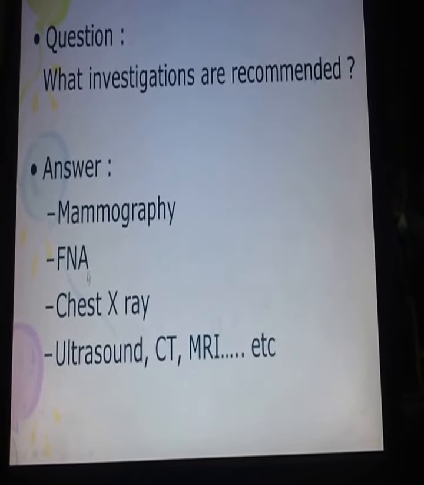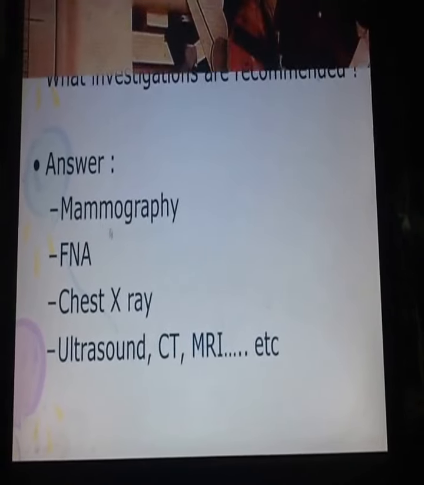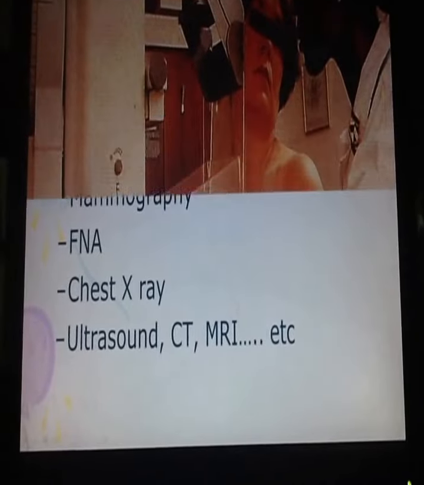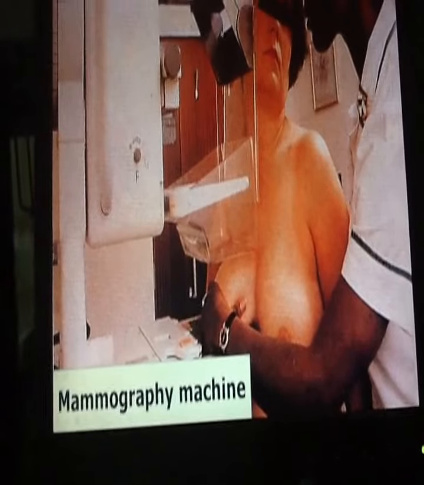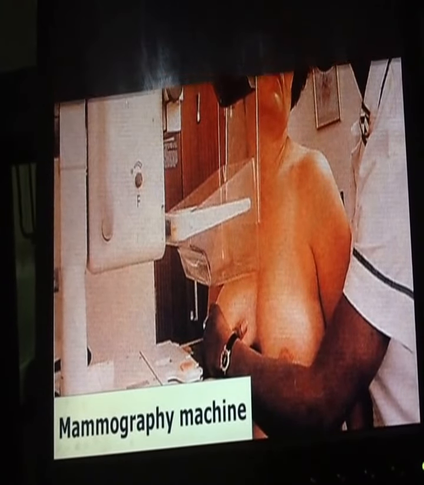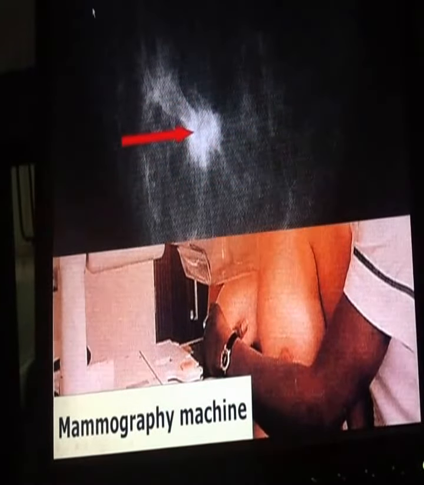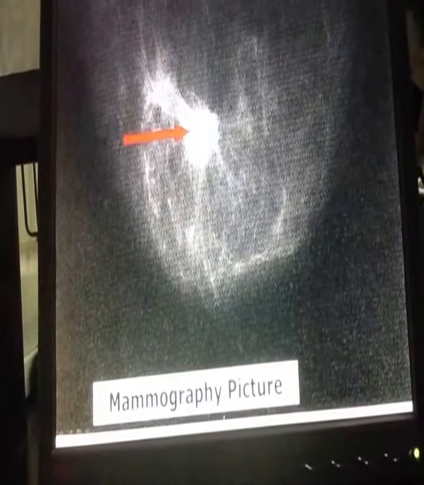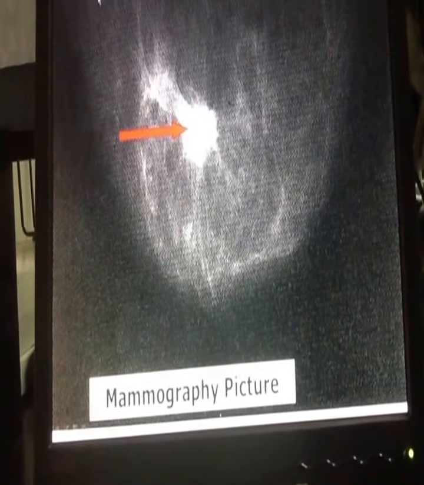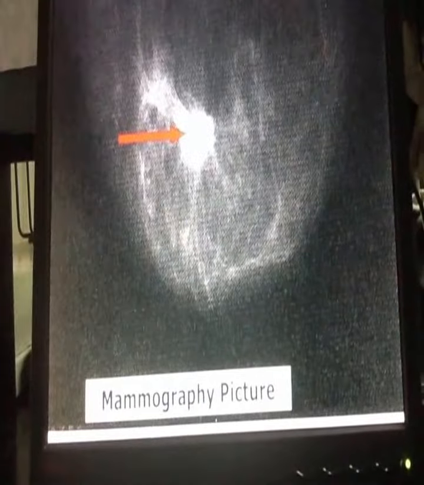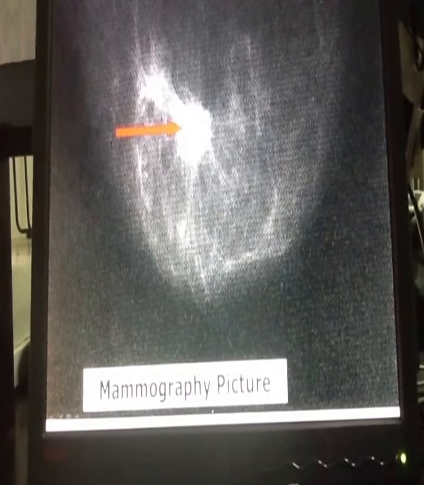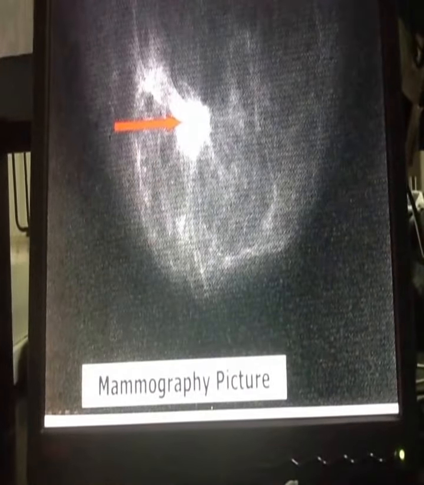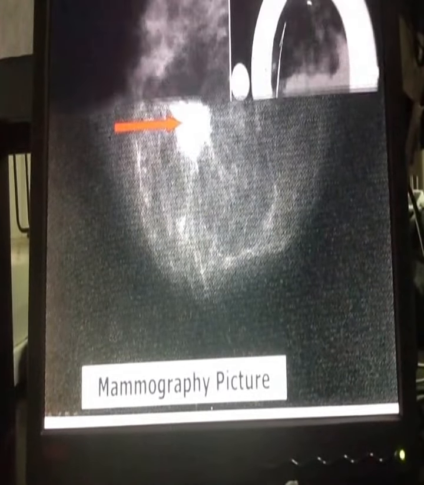So a mammography, this is a mammography device or mammography machine. It generates an image using X-rays. So this is the image we get using a mammography. This is the normal breast tissue, this hazy material here, and in the center you can see this dense area. This dense area with stellate appearance, this is probably a malignancy or cancer.